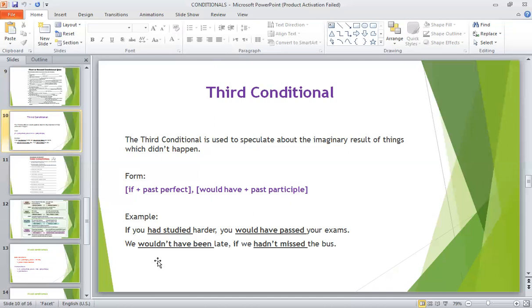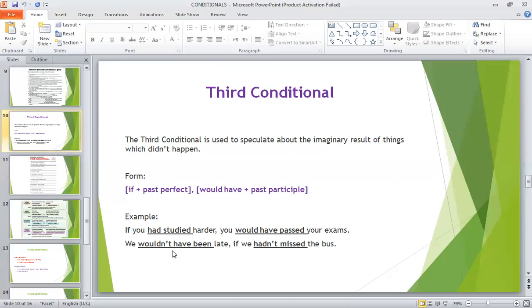The form here: past perfect in the if clause, and would have plus past participle in the other part of the sentence. Had past participle. This is the song I want you to remember all the time because you still forget. Had past participle, would have past participle. This is third conditional.